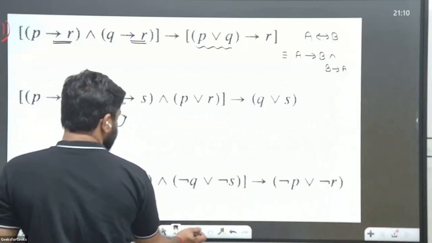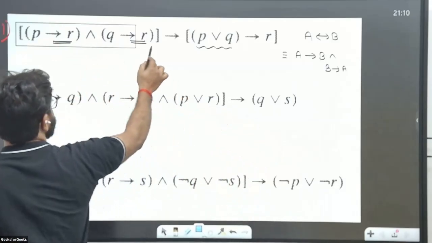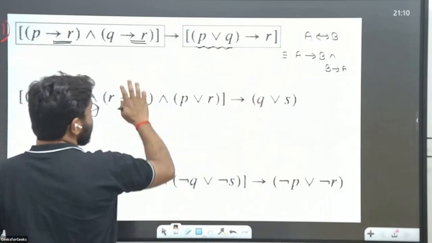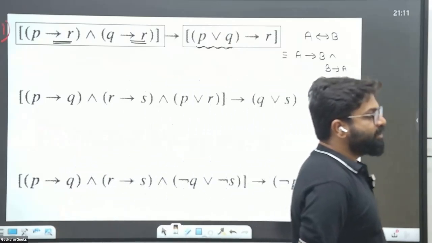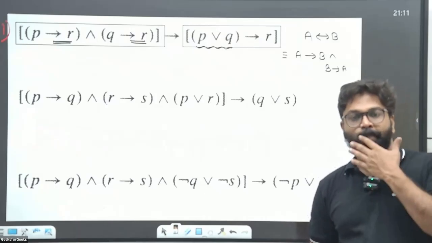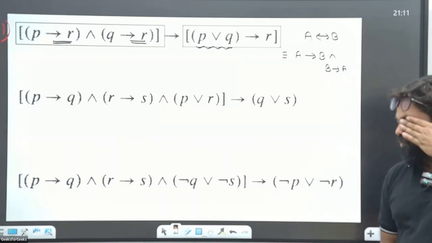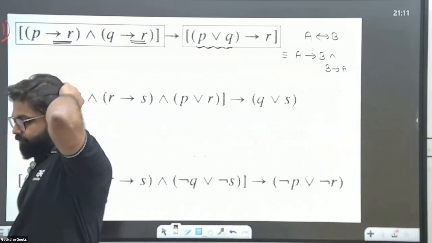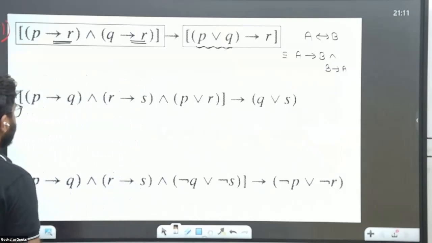Now we know that this part is logically equivalent to this particular part. So that means A can imply B and B can also imply A. Understood the first point? Yes, sir. Okay, what about the second one? Is the second one valid or not?